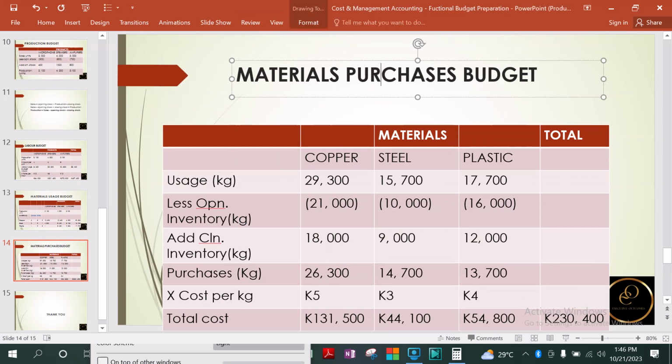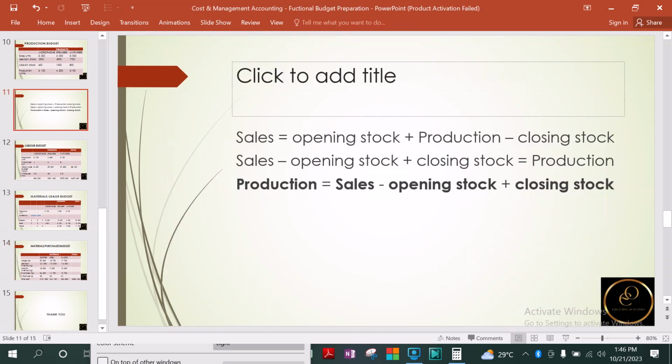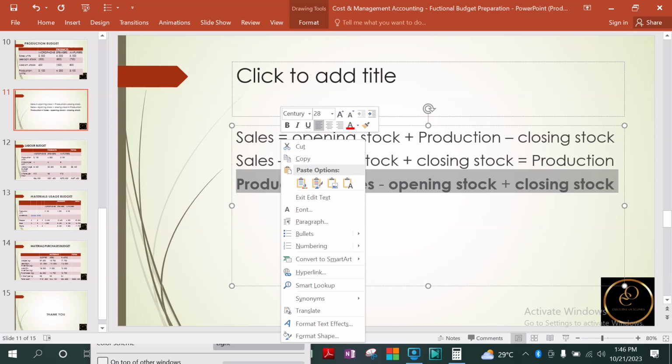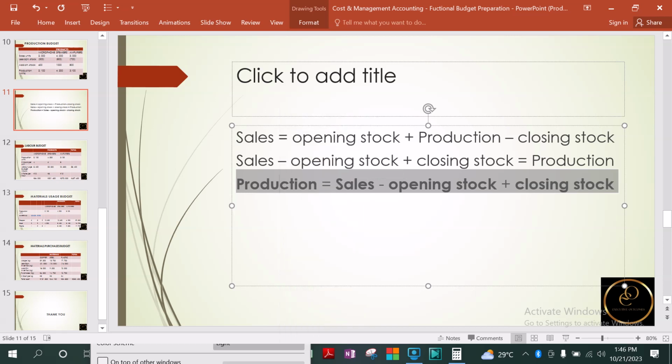Okay, purchases budget. So how do we go about it? In a similar fashion to what I showed you in terms of relationship, we can make use of this same type of relationship here. You can copy this one. Okay, copy this one.